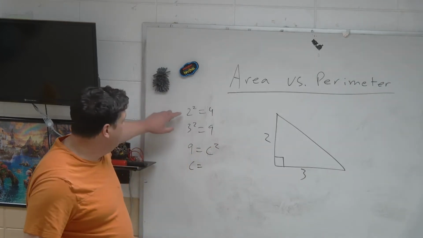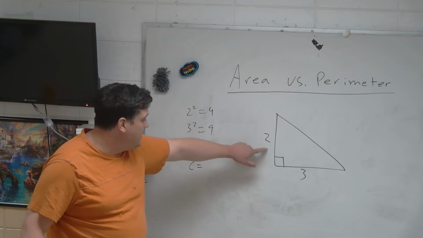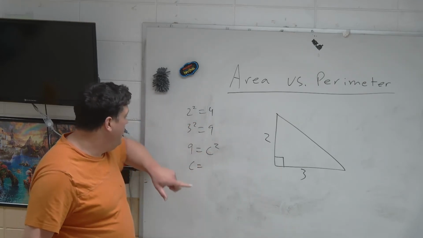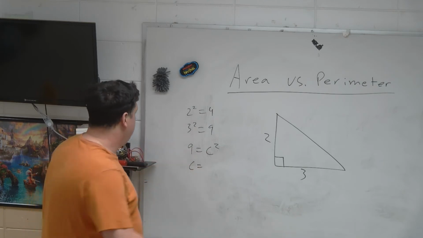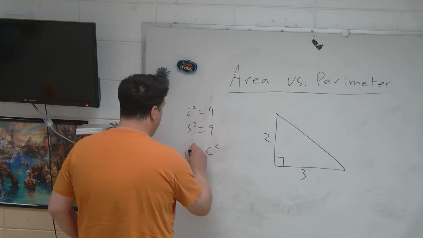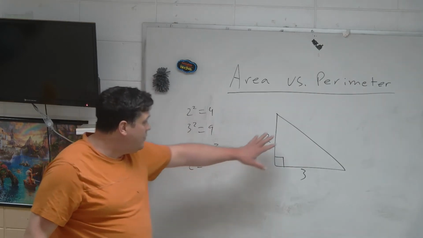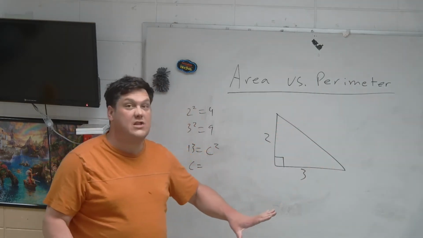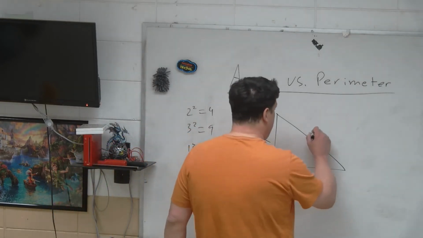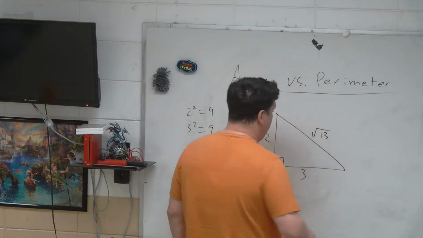All right, so this side squared would be 4. That length squared would be 4. That length squared would be 9. 9 plus 4 is 13. So c squared, this length squared is 13. So that means that this right here, this length is the square root of 13.